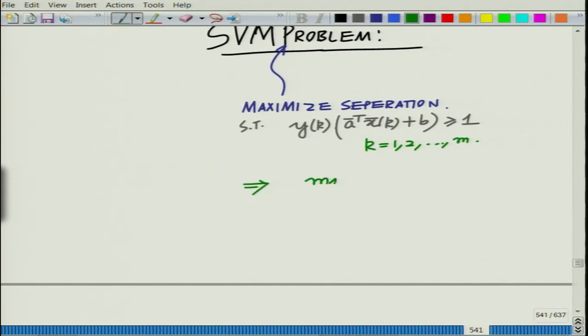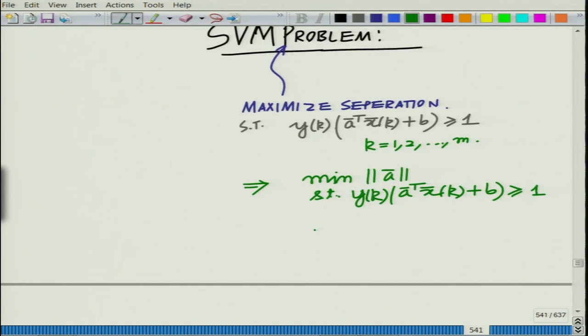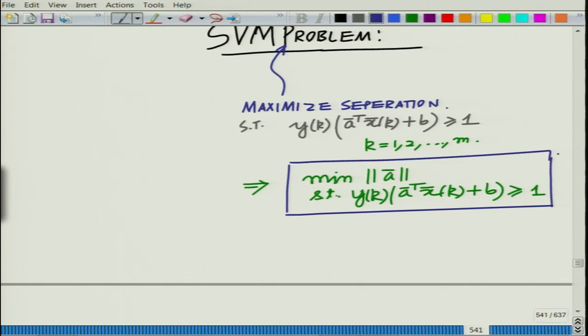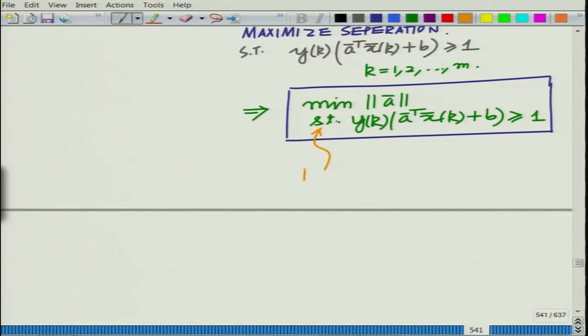This implies the net problem will be, as we have shown, to maximize the separation, we have to minimize norm A bar subject to the constraint that y of k times A bar transpose X bar of k plus B is greater than or equal to 1. This is the problem for the support vector machine.